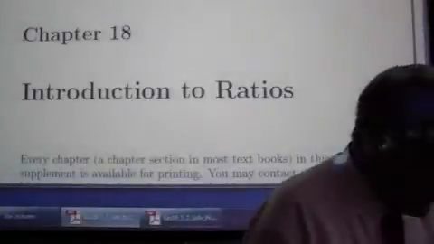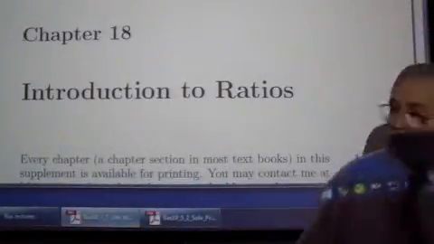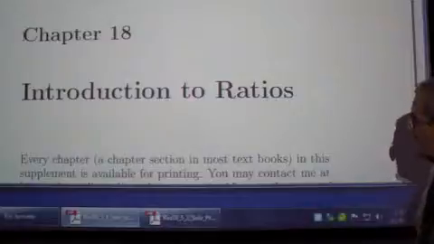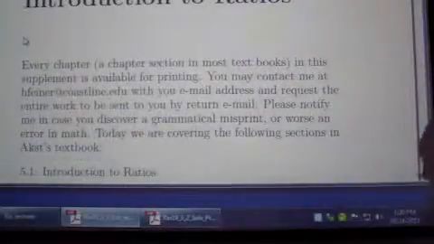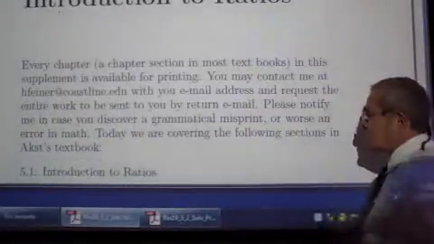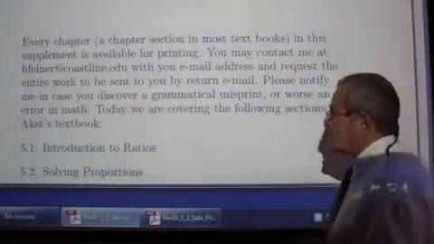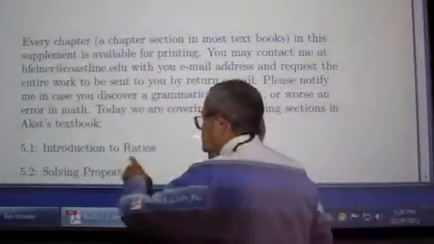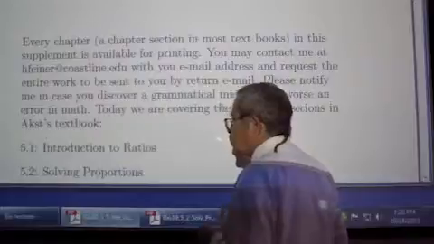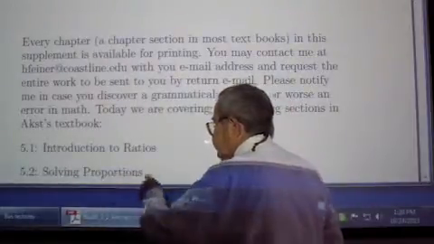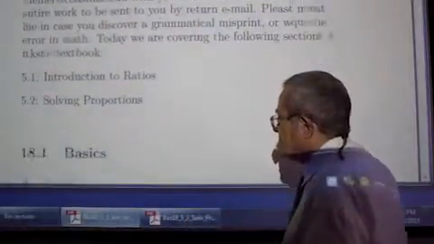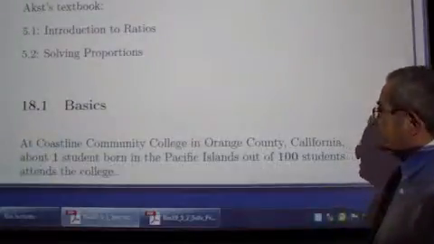I am back, and we are ready to do chapter 18 in my book. I remind you that you can get a PDF of this. Now, chapter 19 corresponds to Introduction to Ratios in the textbook, and chapter 20 will be solving proportions. So let's do the basics.